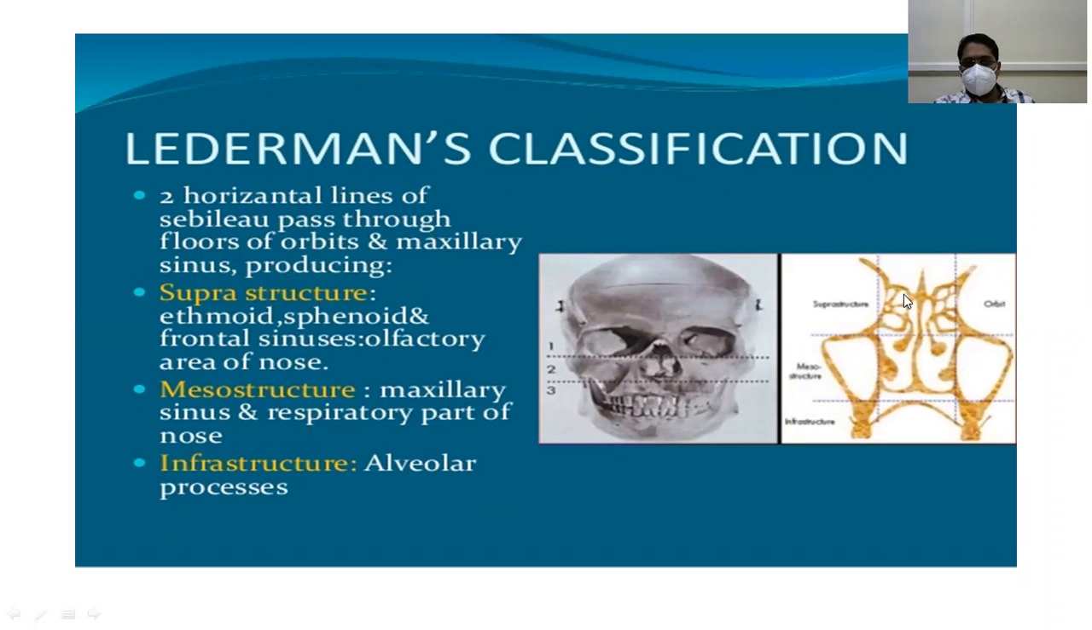Here, the structures included in suprastructure are mainly the sinuses except the maxillary sinus. All the sinuses like ethmoid, sphenoid, and frontal sinus are included in suprastructure. And you need to know the areas of the nose. Superiorly is the olfactory area. Downward, the mesostructure is the respiratory part, and the maxillary sinus is involved in mesostructure. In infrastructure, only the alveolar process is included. So suprastructure has all the sinuses except maxillary sinus and the olfactory region of the nose, mesostructure has only the maxillary sinus and respiratory part of the nose, and infrastructure includes only the alveolar process of the maxilla.